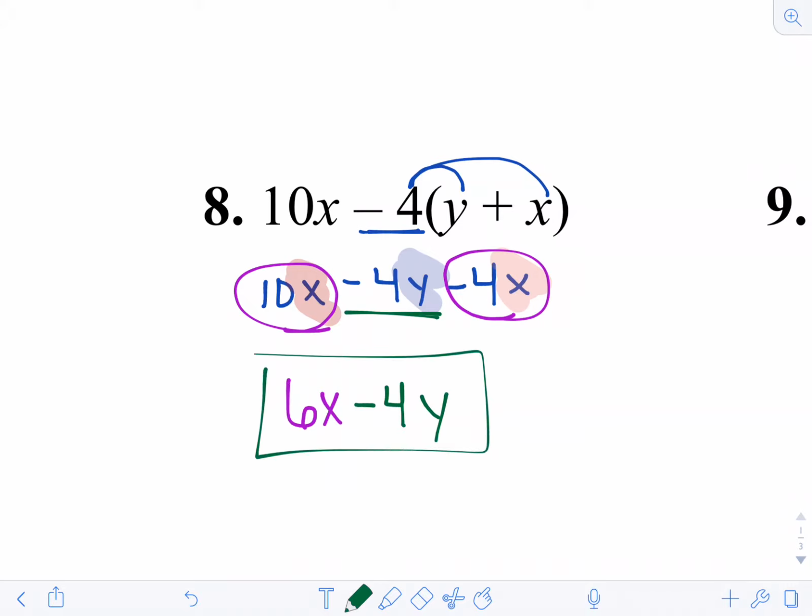And usually kids ask, does it matter which one I put first, the x or the y? Typically what you'll see is that they like to go in alphabetical order. So x comes before y, so that's why I put 6x first.